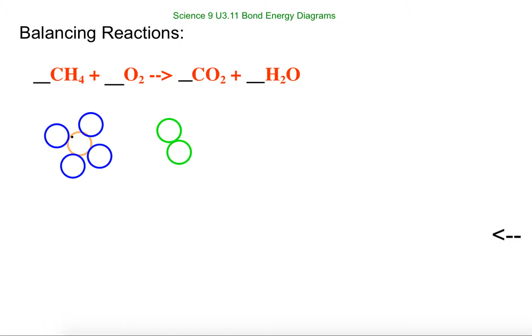Alright, so let's try another one. We're going to try to balance this reaction. This is the combustion of methane with oxygen. You can tell it's a combustion because it makes CO2, carbon dioxide, and water, and also some heat. And we'll mess with this reaction next time I see you some more.